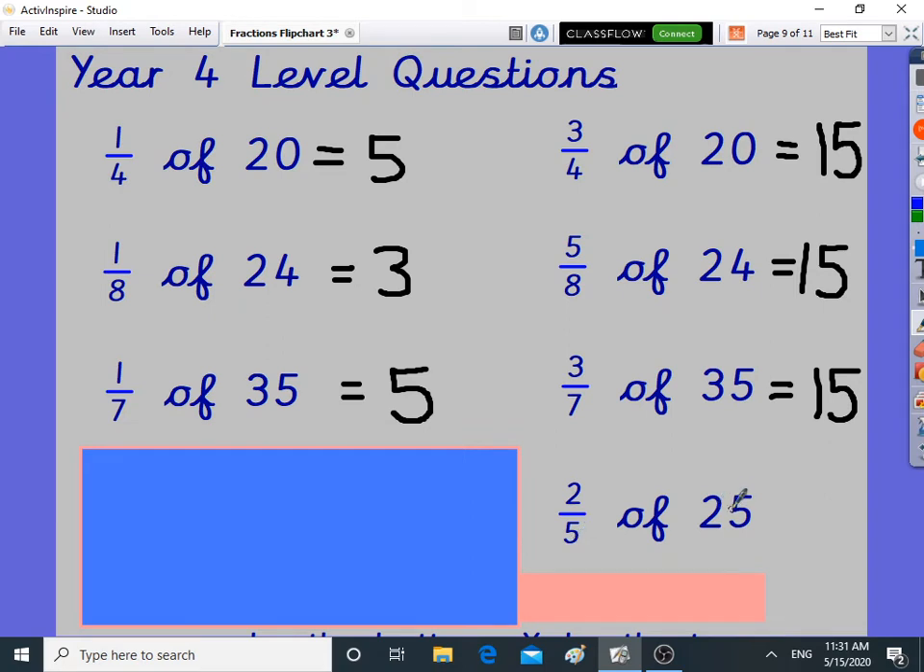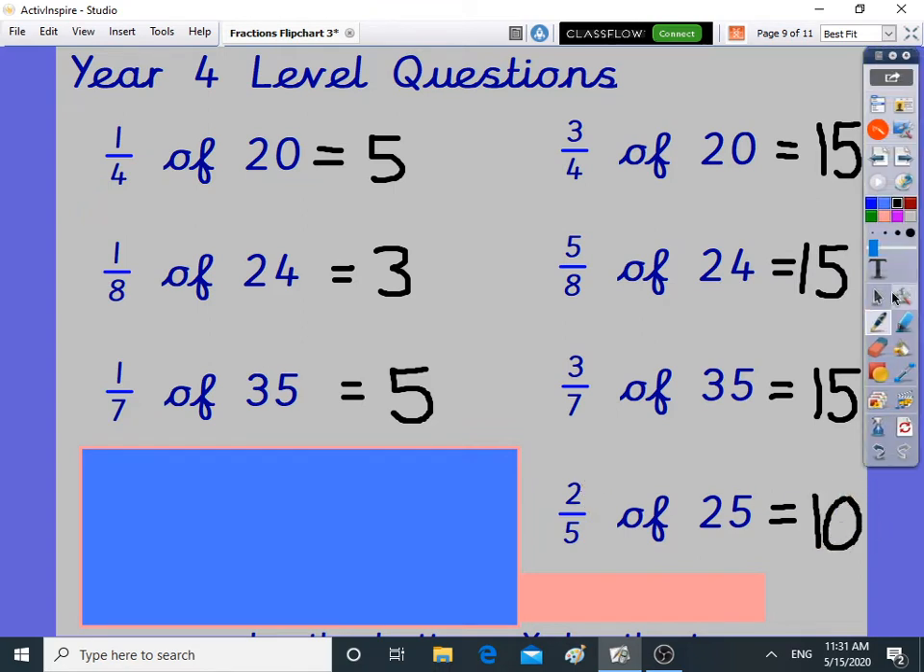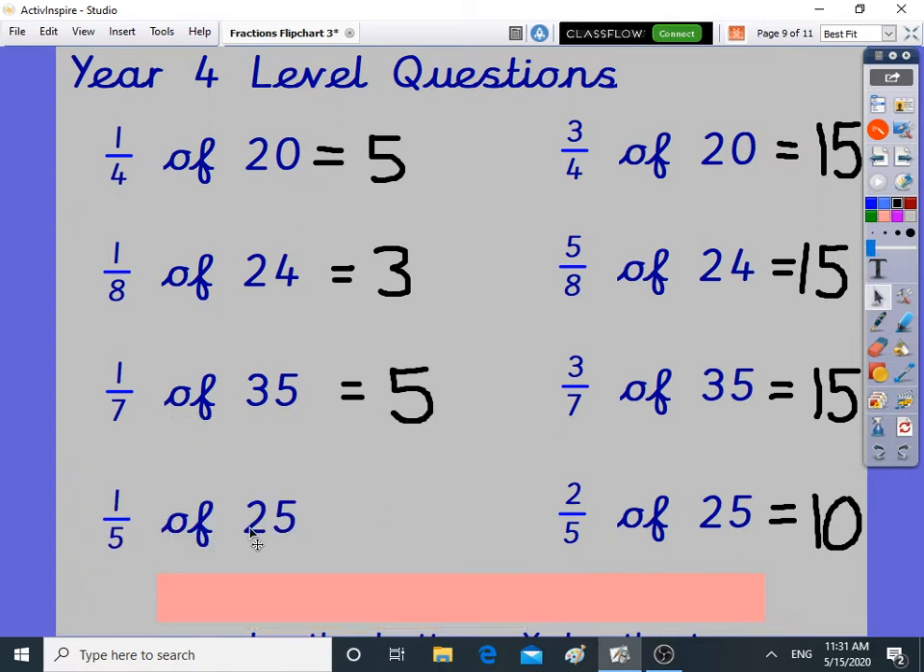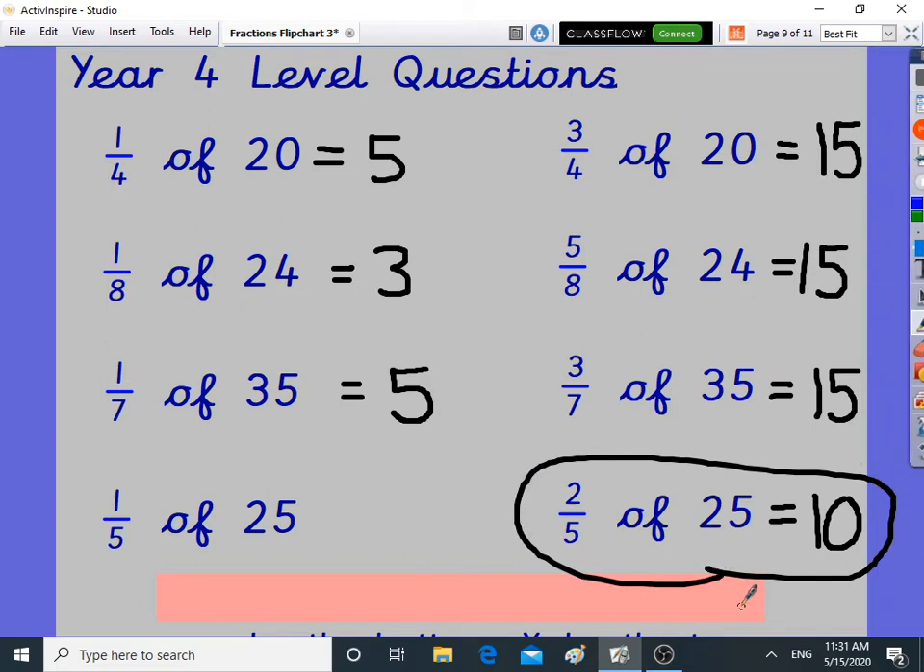So I did 25 divided by 5. It was 5. That's told me 1/5. But I want 2/5. So I get the 5 that I found and I times it by 2. 5, 10. And I get 10. So what I did there is I didn't do the first part separately. I kind of kept it all together and did it all straight away here.